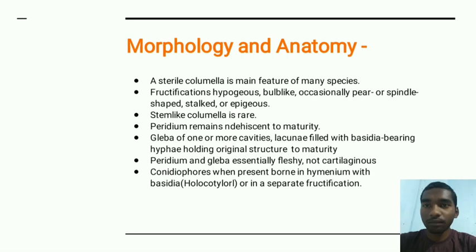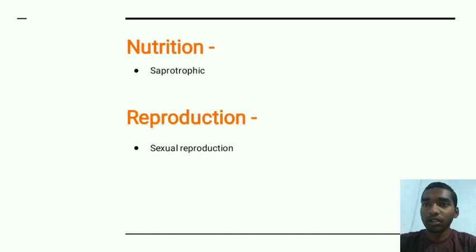The gleba has one or more cavities and hyphae holding the original structure till maturity. The peridium and gleba are essentially fleshy, not cartilaginous, and conidiophores, when present, are borne in the hymenium with the basidia. The nutrition again is saprotrophic, and the mode of reproduction is sexual reproduction.